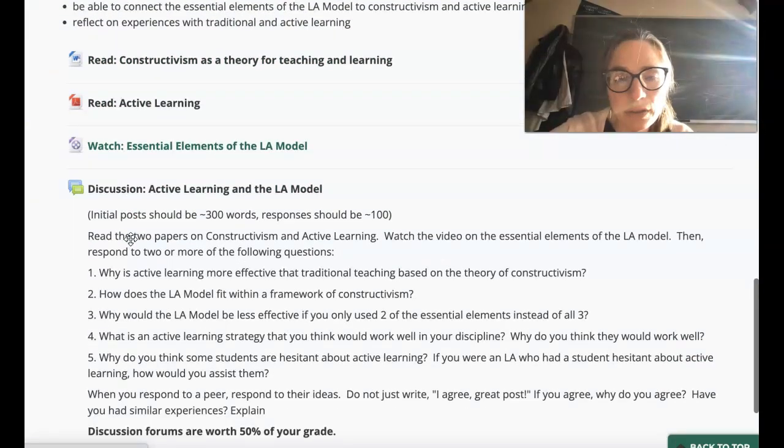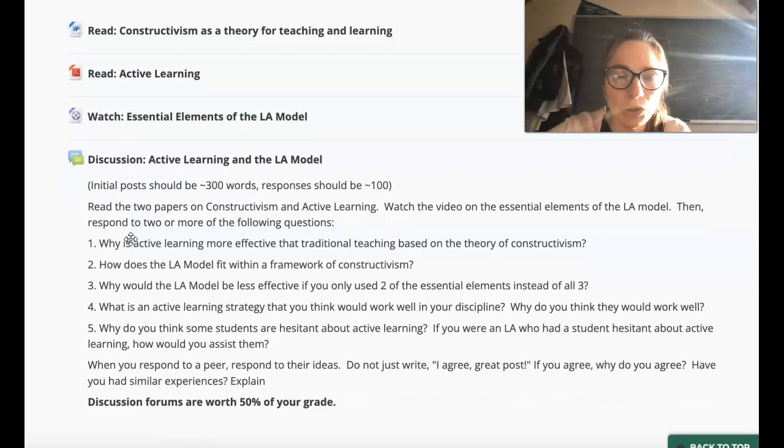All right, once you've done those 2 readings and watched that short video, you're going to go ahead and make a reply to this discussion. So the questions you're going to think about are, why is active learning more effective than traditional teaching based on the theory of constructivism? How does the LA model fit within a framework of constructivism? Why would the LA model be less effective if you only use 2 of the essential elements instead of all 3? What is an active learning strategy that you think would work well in your discipline? And why do you think it would work well?